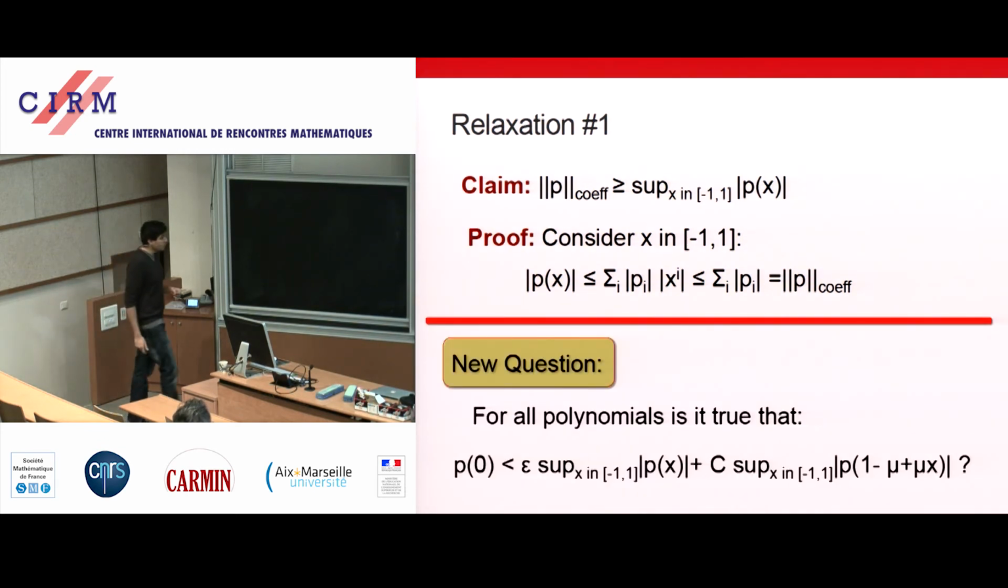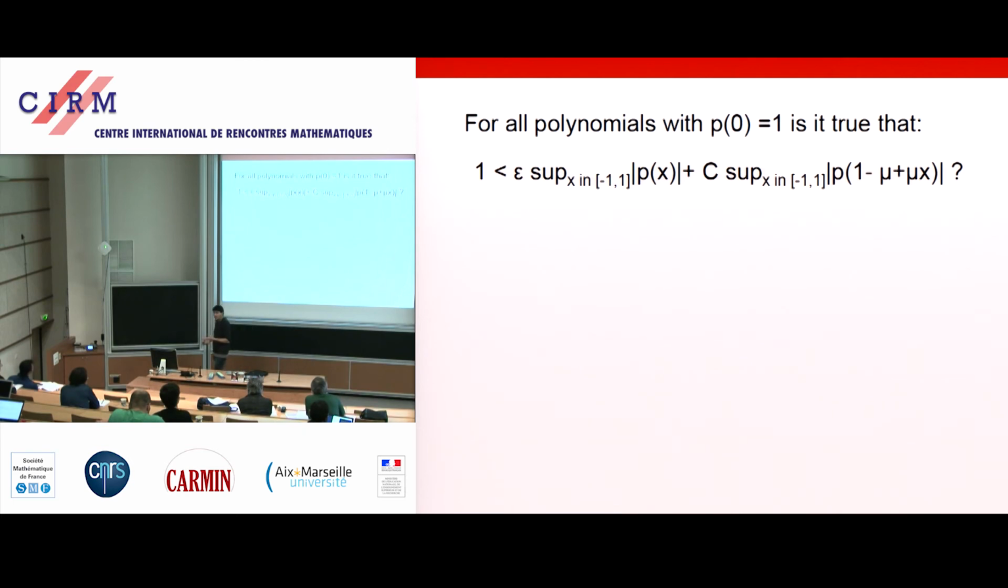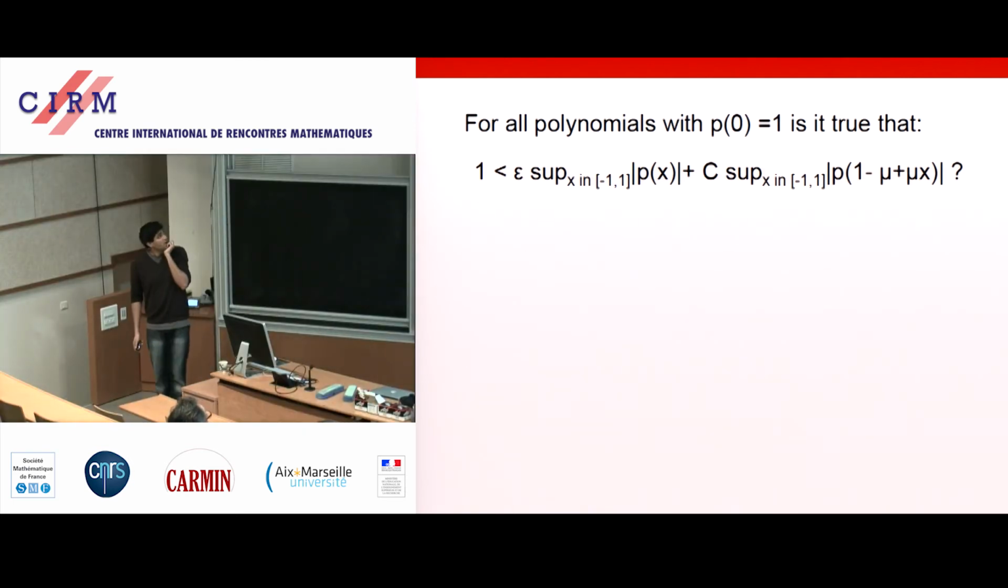So we can ask a new question: if a polynomial is large at 0, does that imply some lower bound on its max value in the interval -1 to 1, or this related polynomial q's max value in -1 to 1? That would be a stronger uncertainty principle, but this turns out to be false. So what would this question mean? For all polynomials which evaluate to 1 at the origin, you could ask whether this inequality is true.